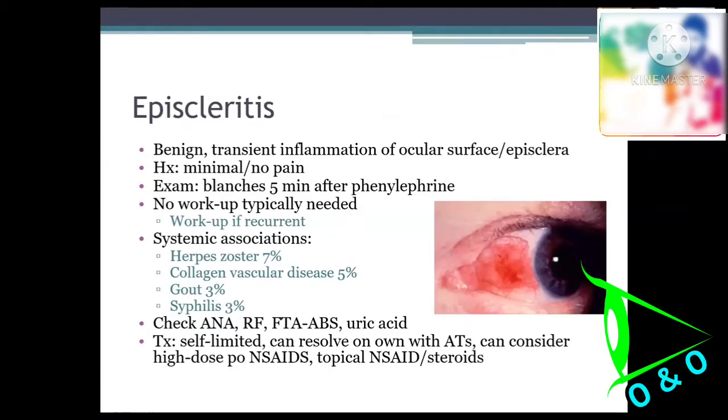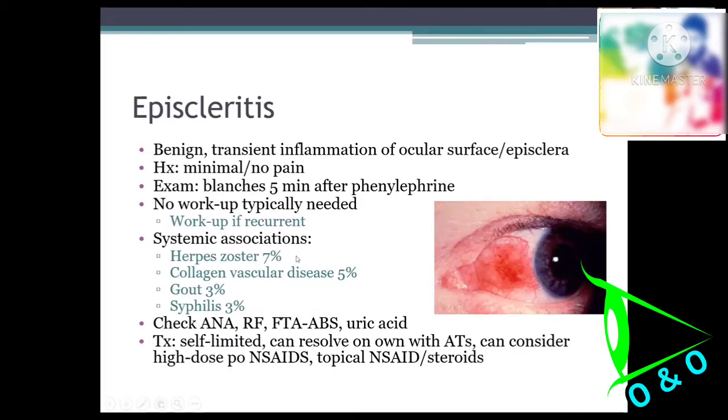Next, episcleritis. So this is a benign transient inflammation of the episclera, which is right underneath the conjunctiva. So by history, patients will complain of redness, really minimal or no pain. Typically, it's going to be a sectoral pattern like here. On exam, classically, this redness will blanch after placement of phenylephrine. So about 5 minutes later, this will all blanch out to be very light in color or even white. Typically, I don't work up episcleritis unless it's recurrent.